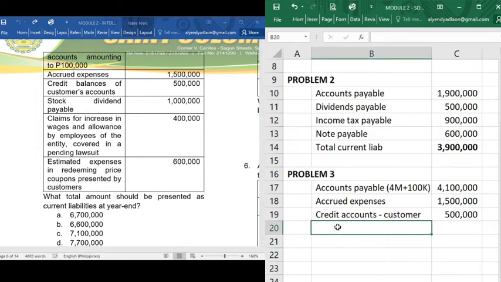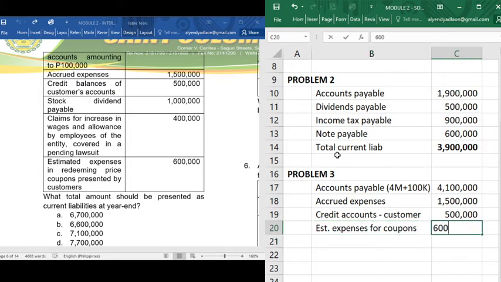Price coupons are those that we give to the customers whenever they purchase our products, to give them rewards. Either we give them some other items or products, or we give them discounts for their next purchase. Now, estimated expenses for coupons are treated as liability. That is for 600,000 pesos.